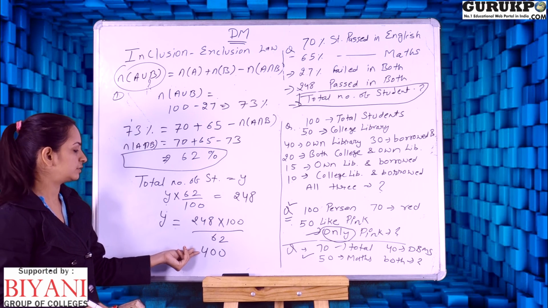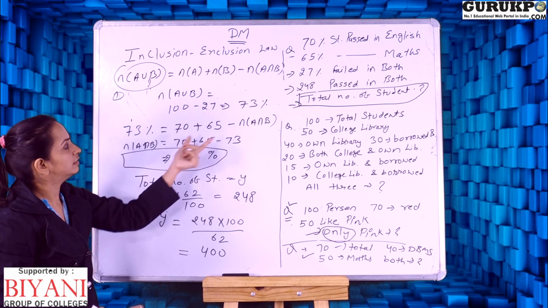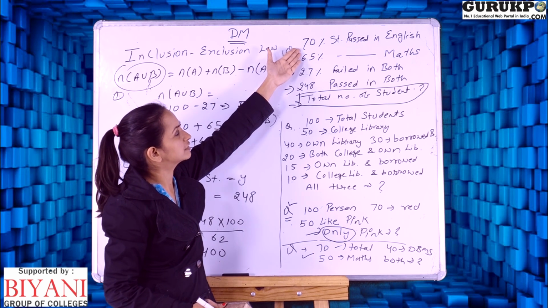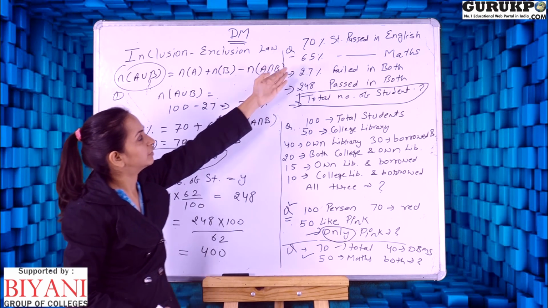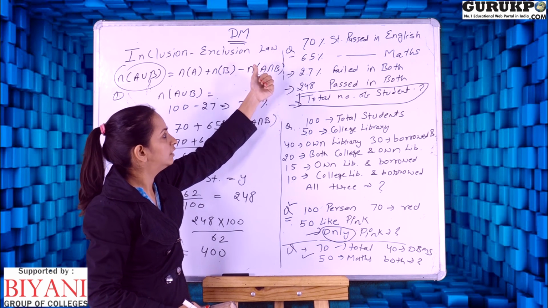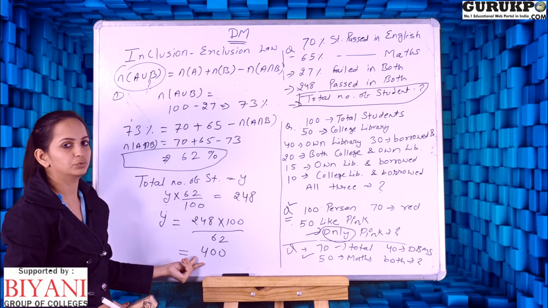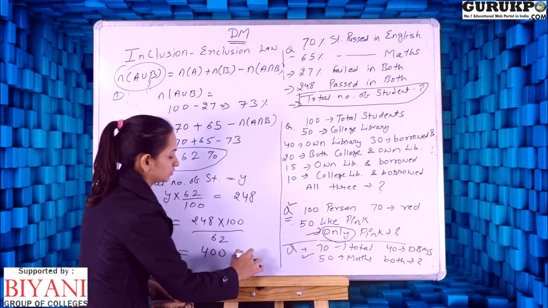So there are 400 students in the class, and this is the analysis of the result. 70% of students passed in English, 65% passed in Maths, 27% of students failed in both subjects, and 248 students passed in both subjects. So we get the total number of students, which is 400. This is the way to solve the question.